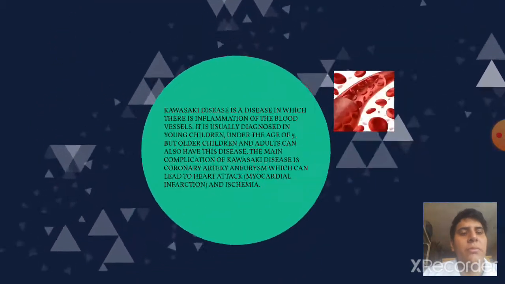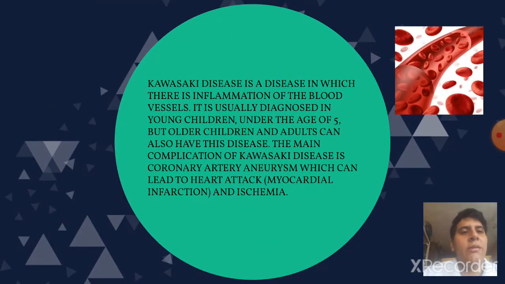Definition. Kawasaki disease is a disease in which there is inflammation of the blood vessels. It is usually diagnosed in young children under the age of 5, but older children and adults can also have this disease. The main complication of Kawasaki disease is coronary artery aneurysm, which can lead to heart attack and ischemia.